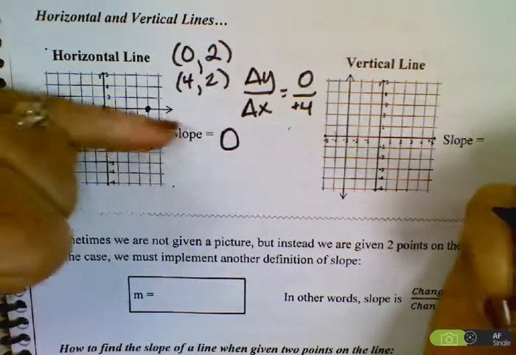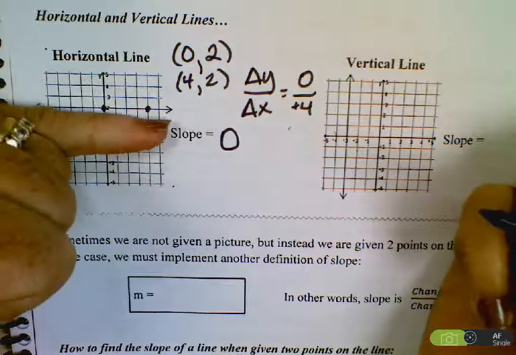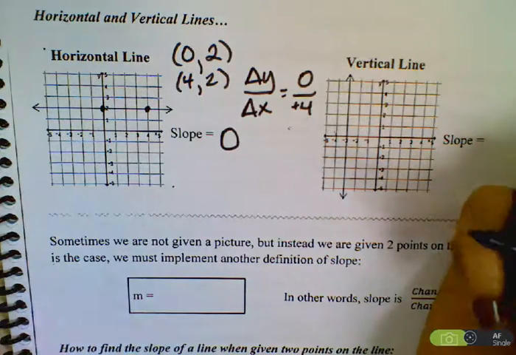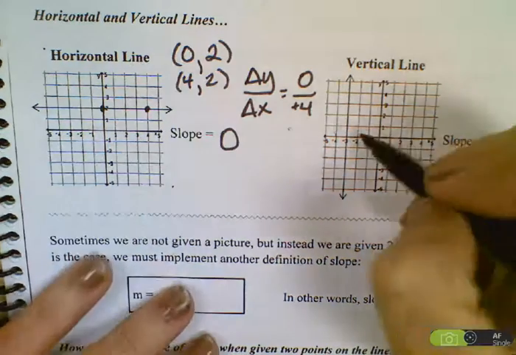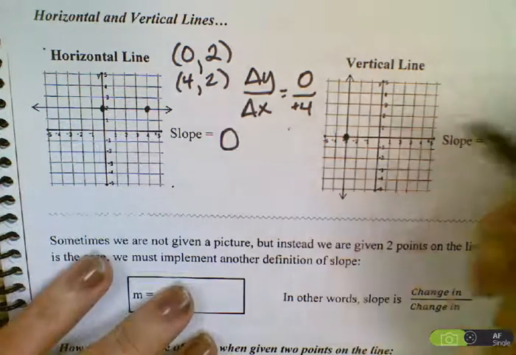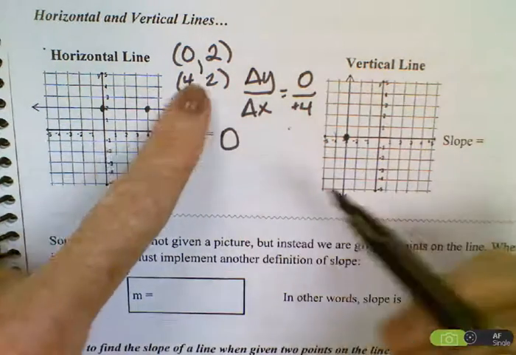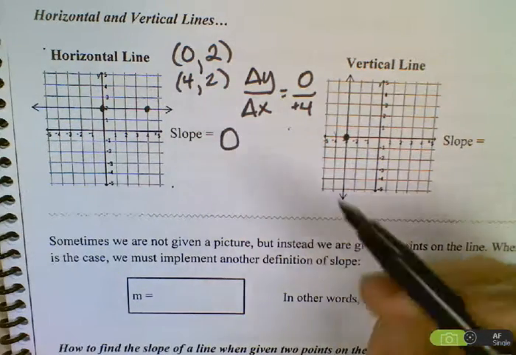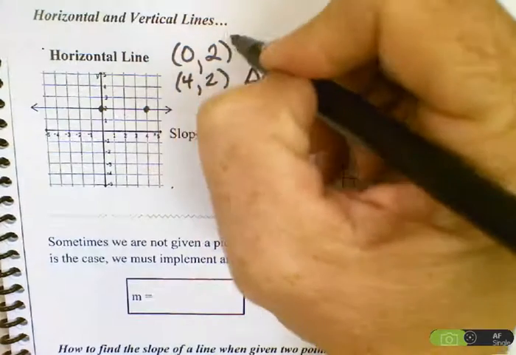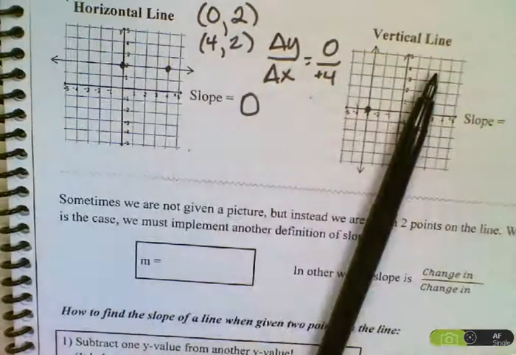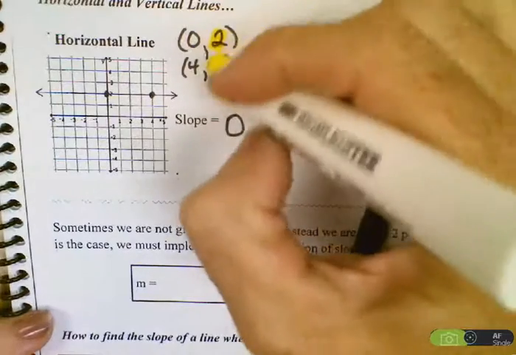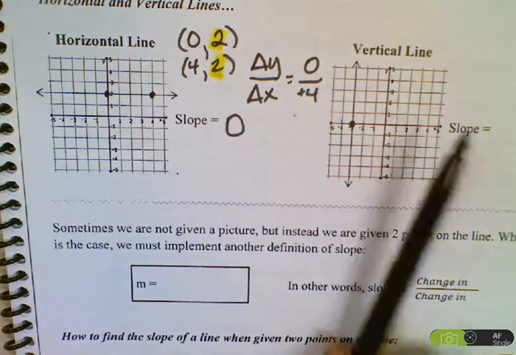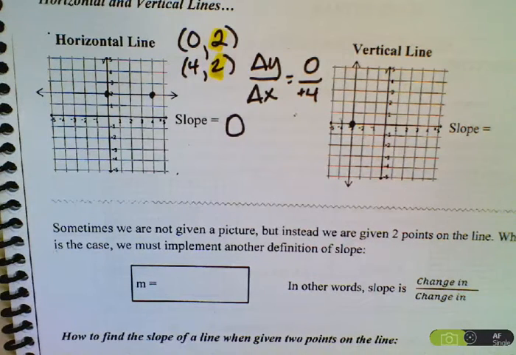Think of me standing on the floor in front of you, and I'm not tipping over because it's perfectly flat, okay? The other way you'll know, when you look at 2 points, you'll know that they're horizontal because both of their y coordinates are the same. So we have 2 and 2, okay? You'll know that that's going to be a horizontal line because both of the y coordinates are the same.